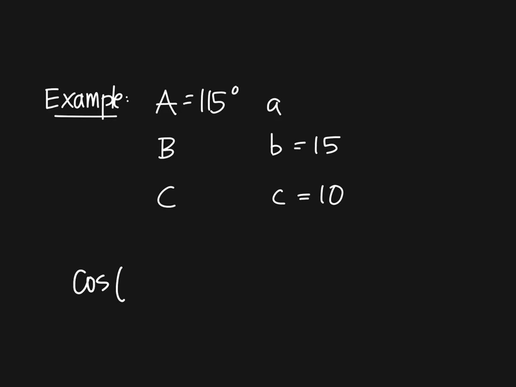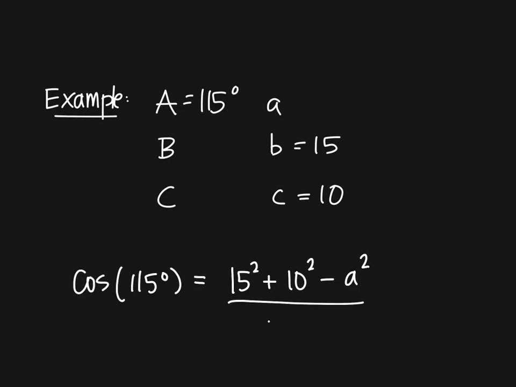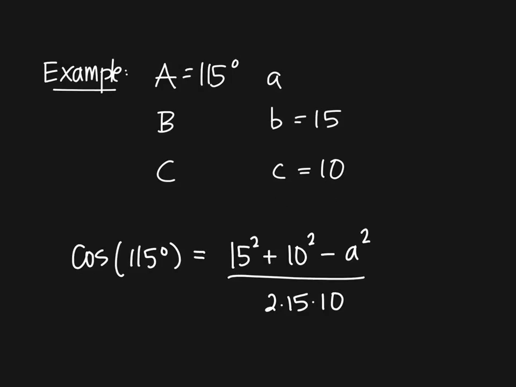So we're going to use cosine A. And this time, we'll use cosine A because we actually have a number to plug in for A this time. So we'll put 115 there. And then we go b squared, which is 15, plus 10 squared, minus a squared, all over 2 times 15 times 10. This time we're finding something different. We don't need an inverse this time, because we're not finding capital A, we are finding lowercase a, which is on the other side. So this doesn't need an inverse, it needs cross multiplication.